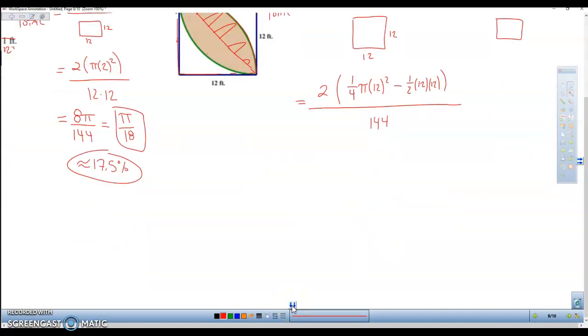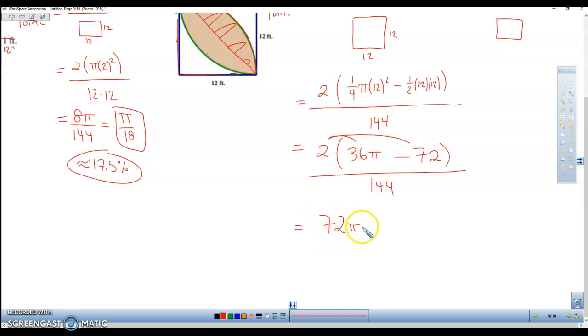Now, it looks pretty gross, but it's not going to be so bad. This is 2 times 144 divided by 4 is 36. So this is 36 pi minus half of 12 times 12 is 72. All of that over 144. And then we'll simplify one more time. I'm going to distribute my 2 here. So I get 72 pi minus 144 all over 144.